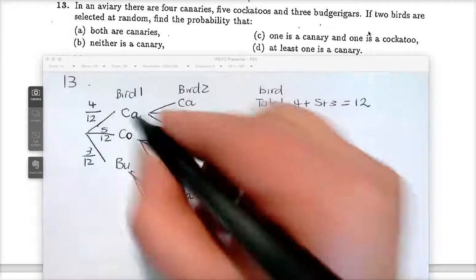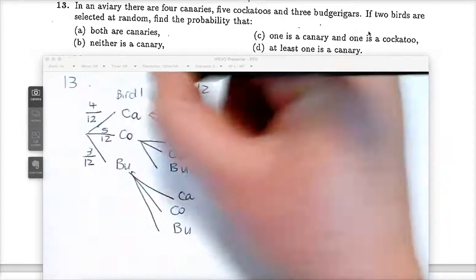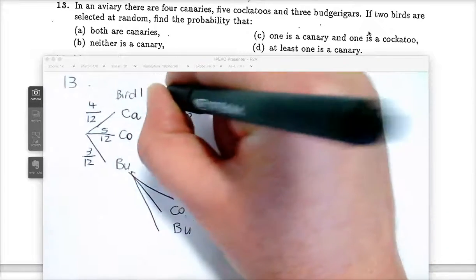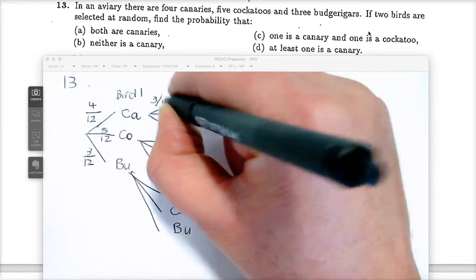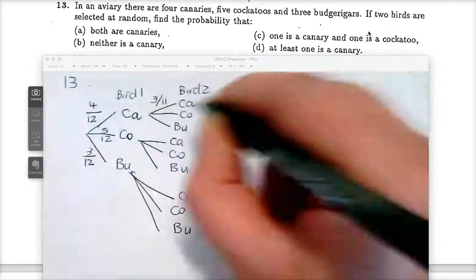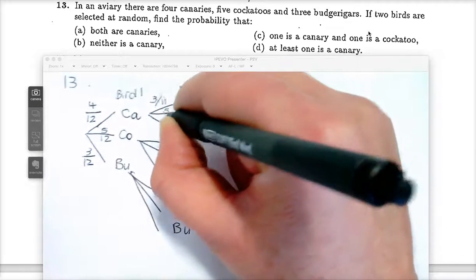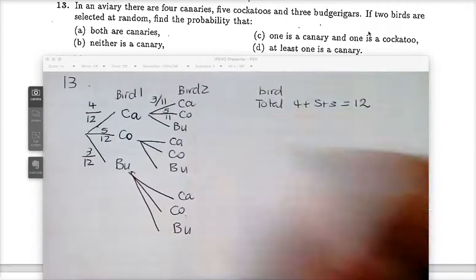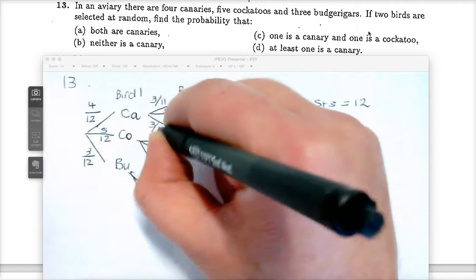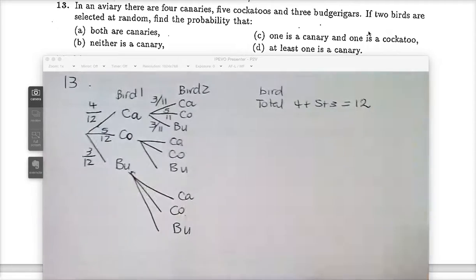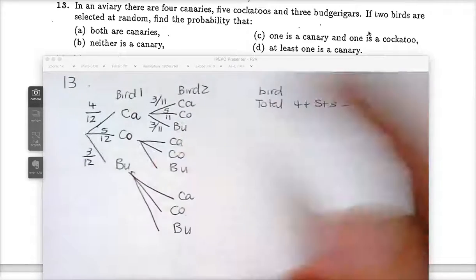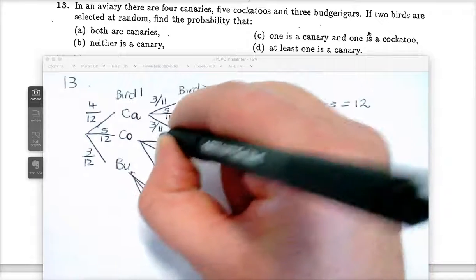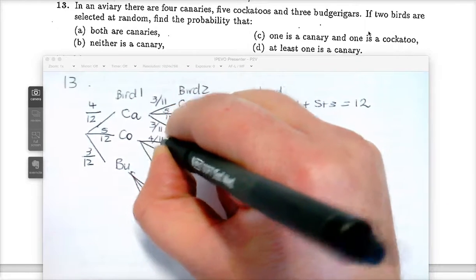Definitely do not. Now, if you took a canary out, how many canaries are left? 3 out of how many birds? And now, did you take a cockatoo out? No, 5 out of 11. Budgerigar, we didn't touch that. 3 out of 11. Get the idea? So I've got 1 less canary here. The next one, canaries, there are still 4 out of 11.